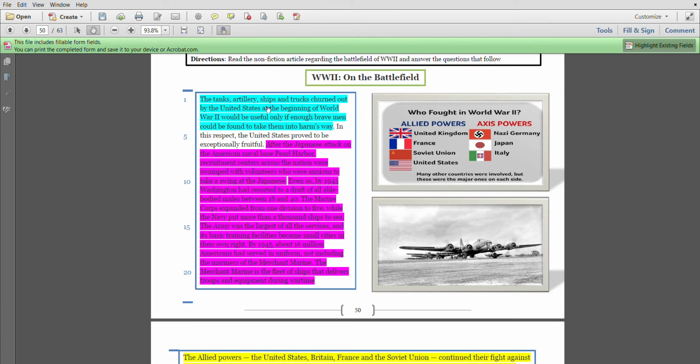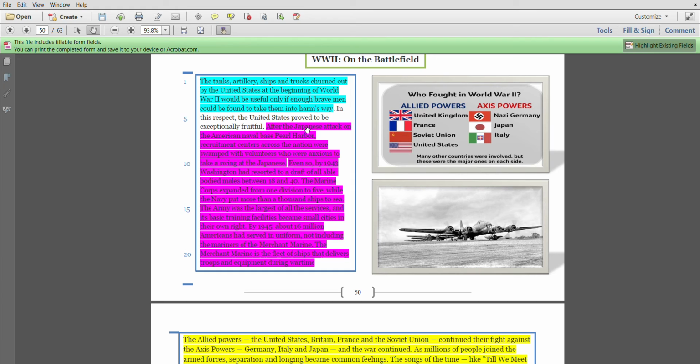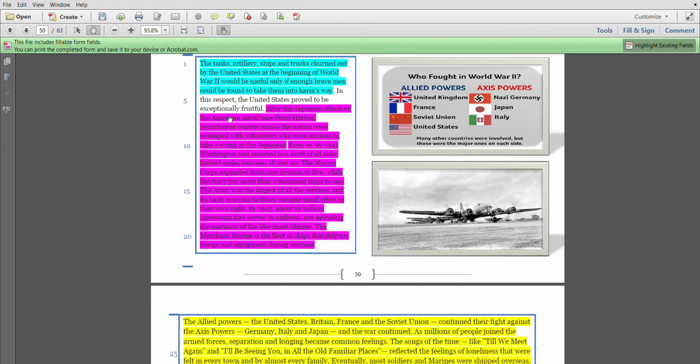Tanks, artillery, ships, and trucks churned out by the United States at the beginning of World War II would be useful only if enough brave men could be found to take them into harm's way. In this respect, the United States proved to be exceptionally fruitful. After the Japanese attack on the American naval base, Pearl Harbor, recruitment centers across the nation were swamped with volunteers who were anxious to take a swing at the Japanese.